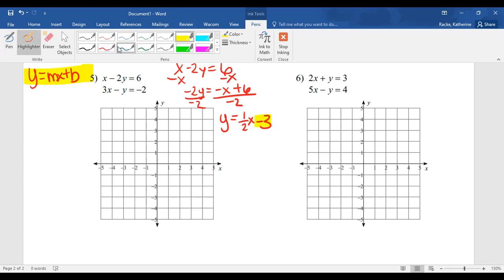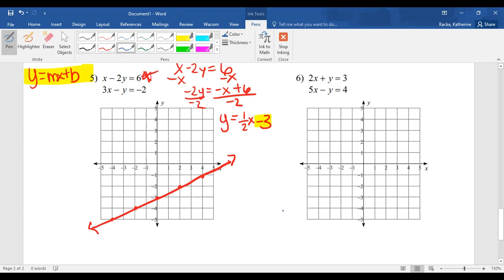-3 is my y-intercept, so I am going to plot that on the y-axis, -3. And then I am going up 1, right 2. Up 1, right 2. And I'll go back to my y-axis point. Down 1, right 2. Okay, so there is my line for the first one.